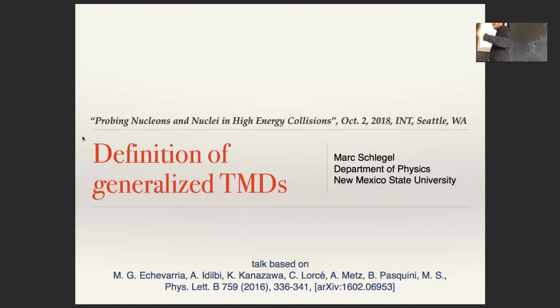Okay, so first, thanks to the conveners for giving me the opportunity to give this talk. I was asked to talk about generalized TMDs, in particular focus on definitions of TMDs and in particular meaningful definitions. And what I'm going to talk about is based basically on this paper.